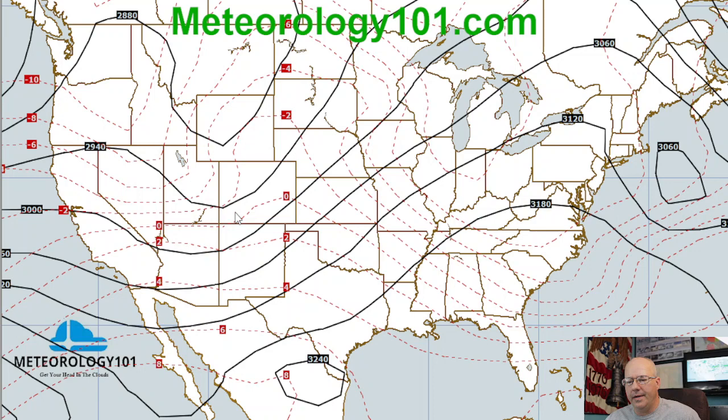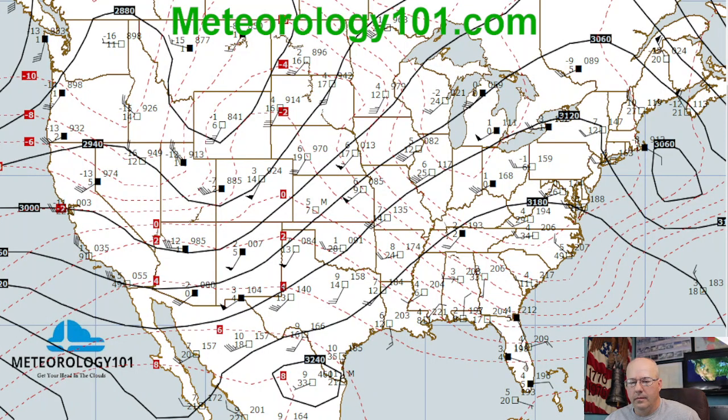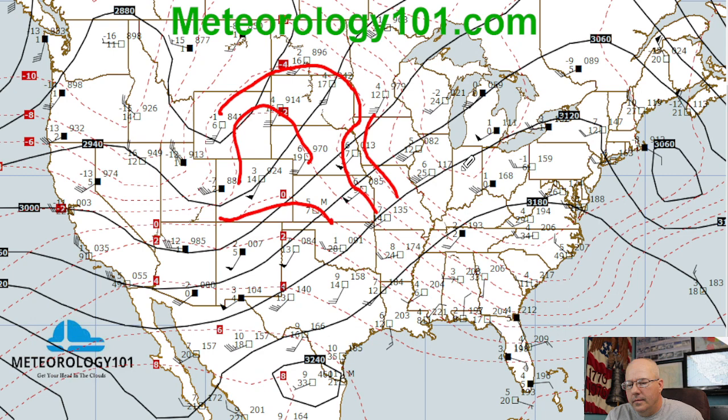Let's see if I can draw here. Okay, so our thermal ridging, we still have that. Our dew points, well, this is early data. We can't really go by this because our dew points and dew point depressions are so high. So here's a, let me erase this.